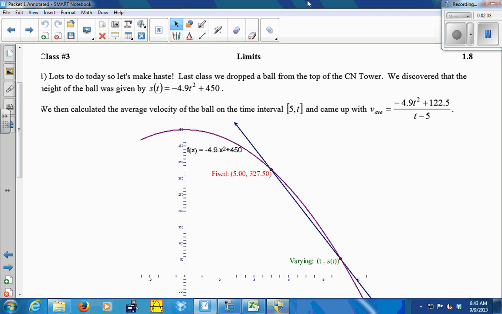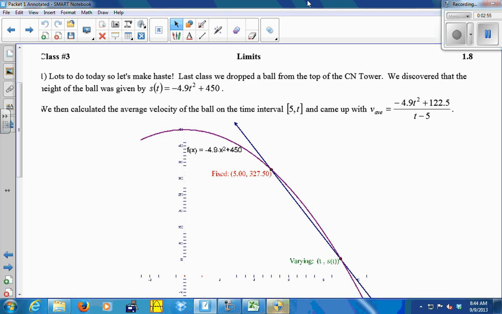Okay, so we started talking last class very informally about limits. We were talking about instantaneous velocity and how it was a limit of average velocity over tinier and tinier time intervals. So today we're going to be just a little bit more formal about what a limit is.